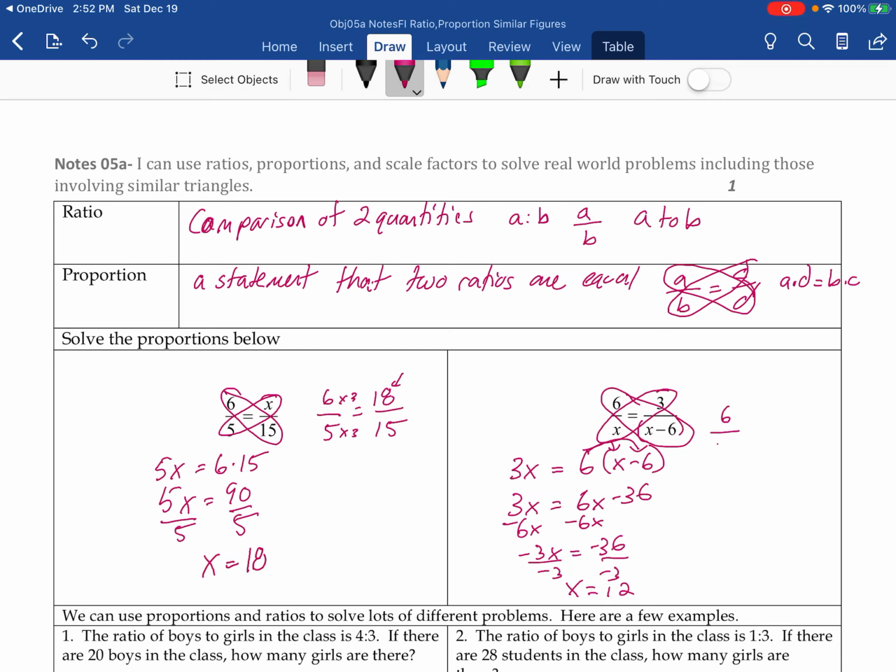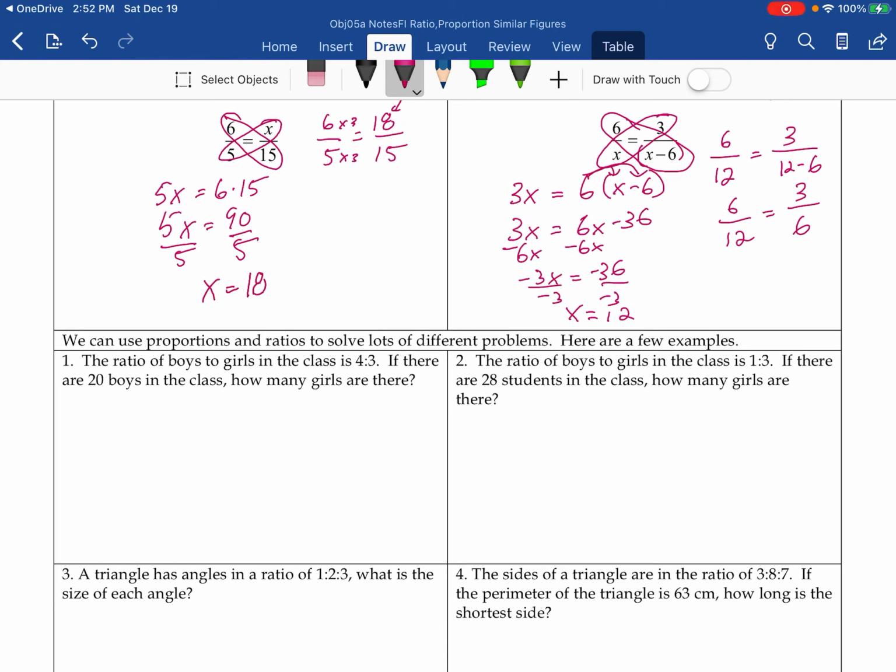So that means that 6 over 12 is equal to 3 over 12 minus 6. And this is just my little check. Let's say, is 6 over 12 the same thing as 3 over 6? And we know that's true because it's a half. Now we're going to use some ratios and proportions.